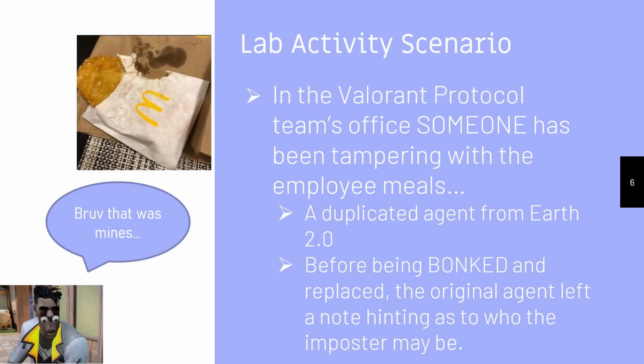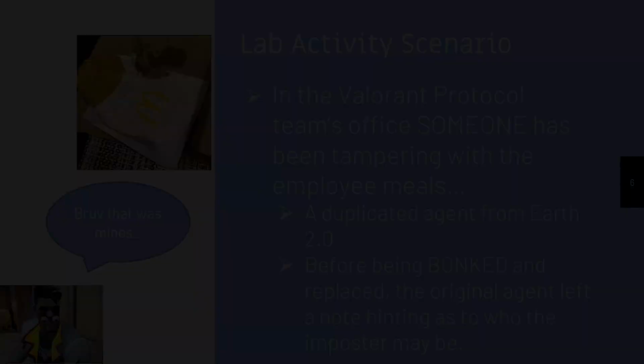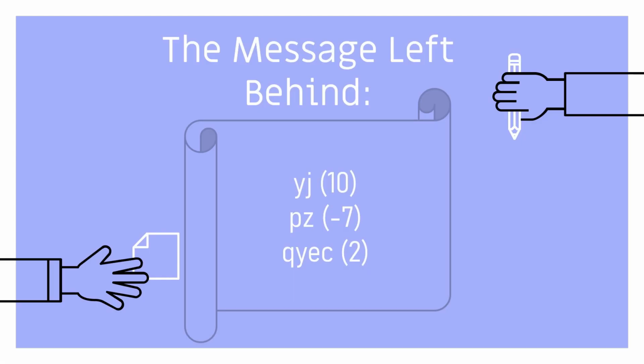So this is going to be your lab activity scenario today. Basically, in the Valorant protocol team, someone has been tampering with the employee meals. It's going to be a duplicate agent from Earth 2.4, and before they were bonked and replaced, the original agent left a note hinting at who the imposter might be. So this is the message that was left behind. This is the message we're going to have to decode.